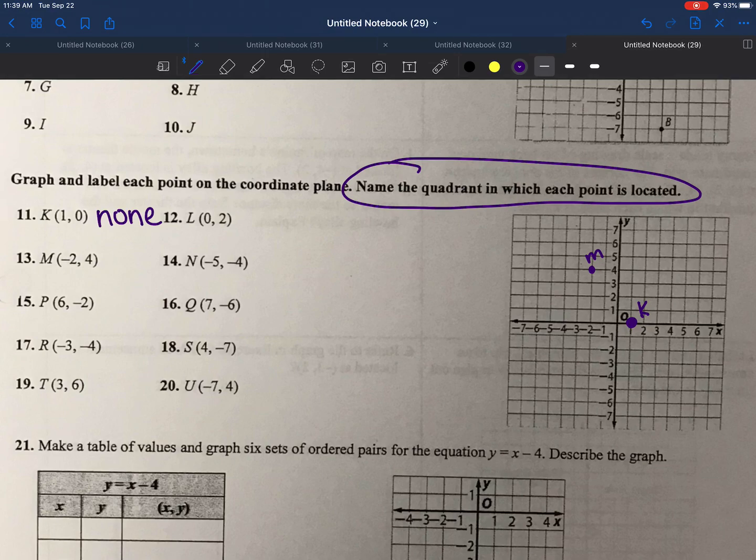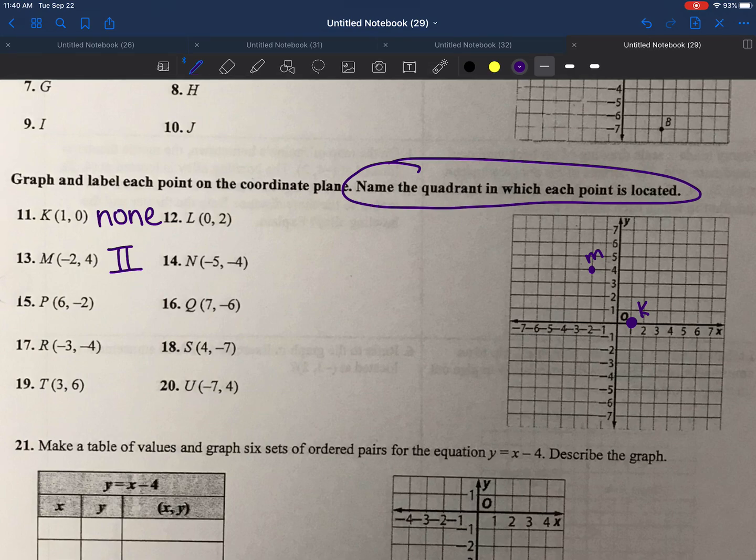Okay, and then beside that, I'm going to put which quadrant, Jack? 2. Very good. Would I write the number 2? No. If you write the number 2, you are going to miss that. Yes, you have to use a Roman numeral. Make sure you know that, okay?